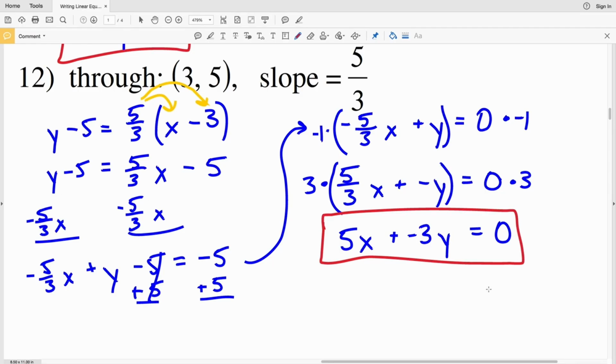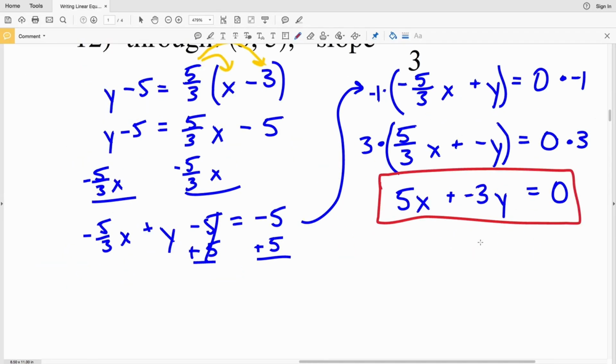So again, remember for standard form, a, b, and c are integers. A is non-negative, therefore a has to be positive, and there are no common factors between a, b, and c.